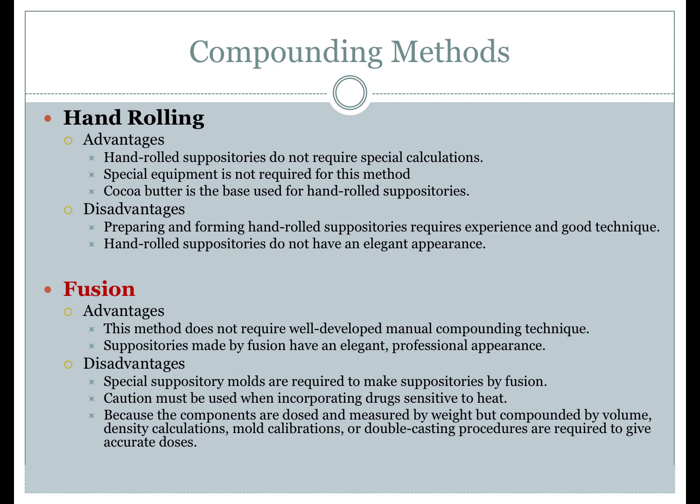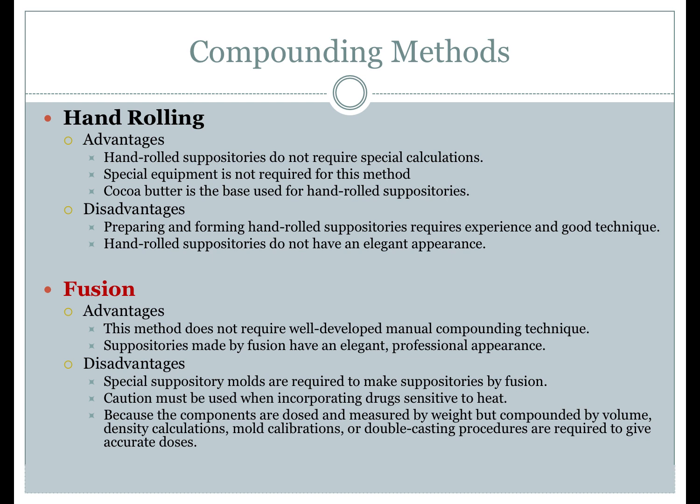Another disadvantage is that while active ingredients are dosed and measured by weight, suppositories using the fusion method are compounded by volume. By this I mean the molten base is poured into the mold cavity, which has a fixed volume. So while suppositories using the same mold may have the same size and shape, they may weigh different amounts due to differences in the density of the base.